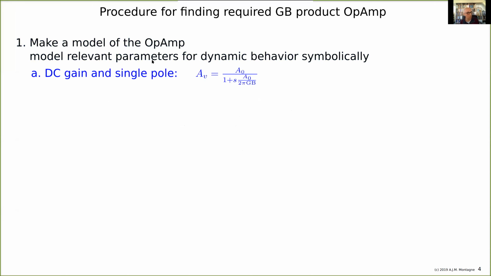So if we do a model with a DC gain and a single pole, what we did with the transimpedance integrator, the example, then we can model the voltage gain of the operational amplifier as the DC gain divided by 1 plus s times the DC gain divided by 2 pi, its gain bandwidth product.